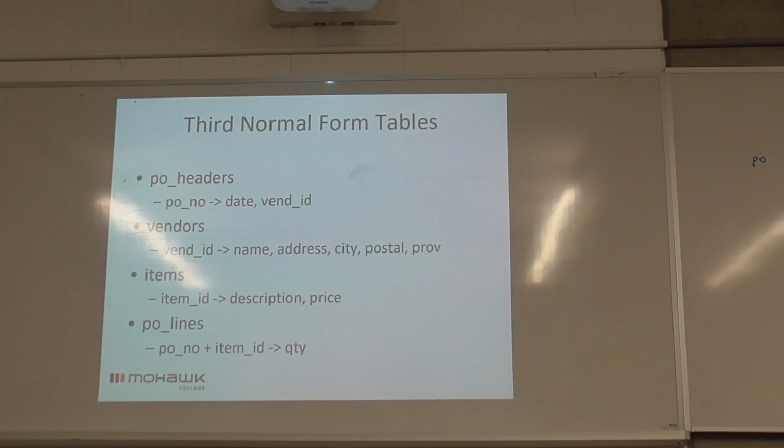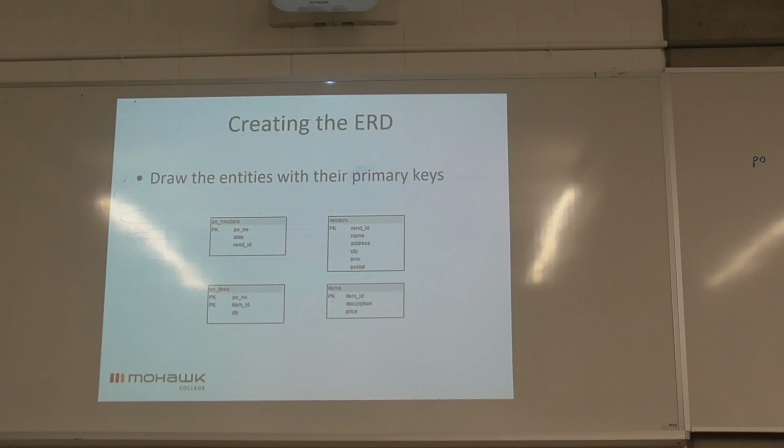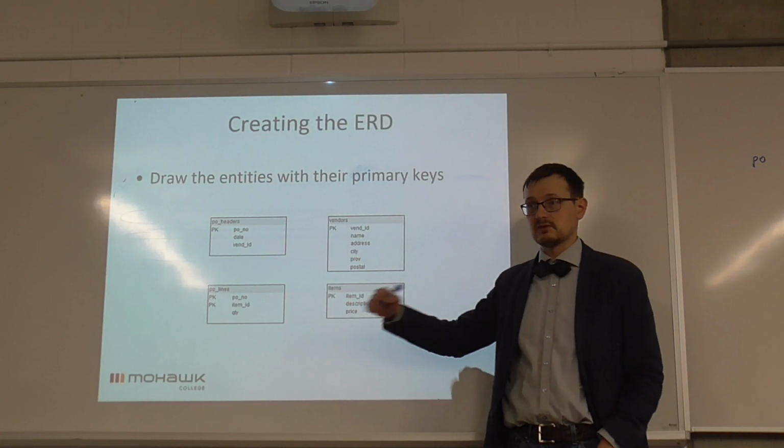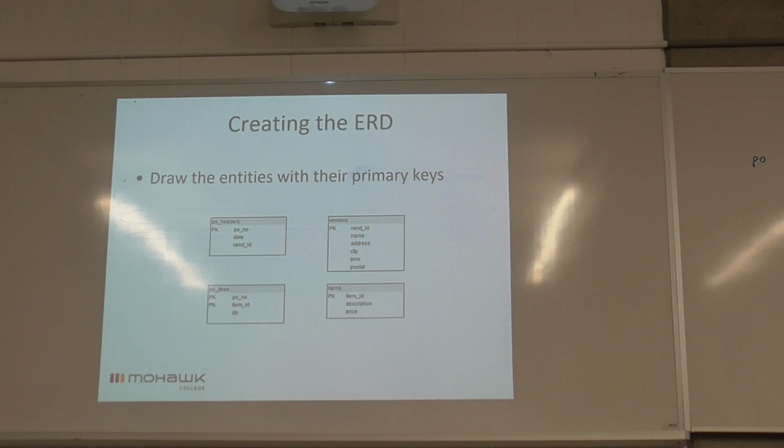We then end up with product order headers, which give you date and the vendor ID, as well as the order number. Vendors give you the vendor ID, name, address, city, postal code, and province. Items give you item ID, description, and price. And lines gives you an association between product orders, item IDs, and quantities. Very similar to the previous example, actually. If we collect all of those into boxes and label the primary keys, we have the beginnings of an entity relationship diagram.